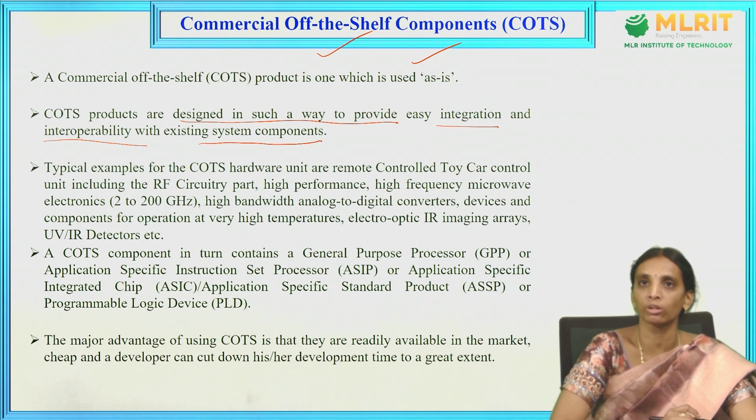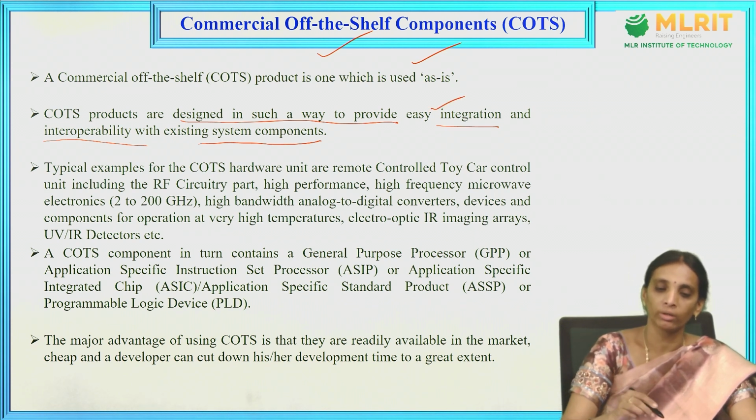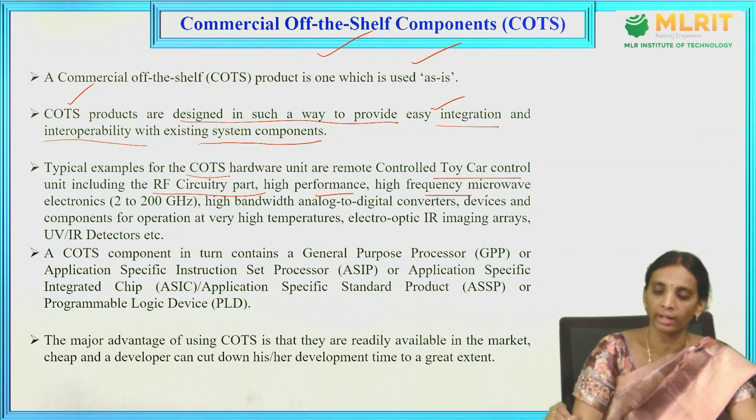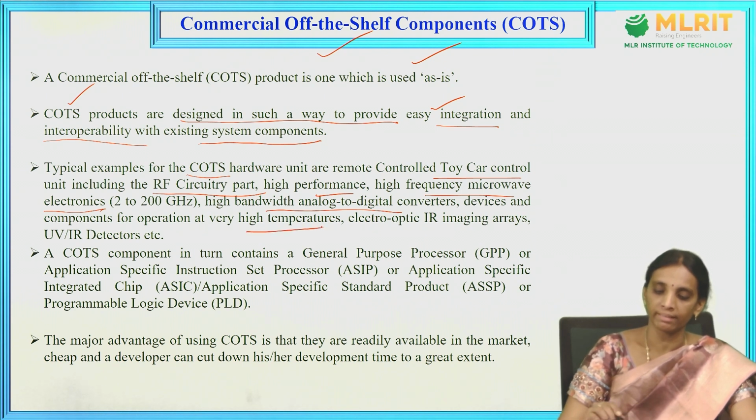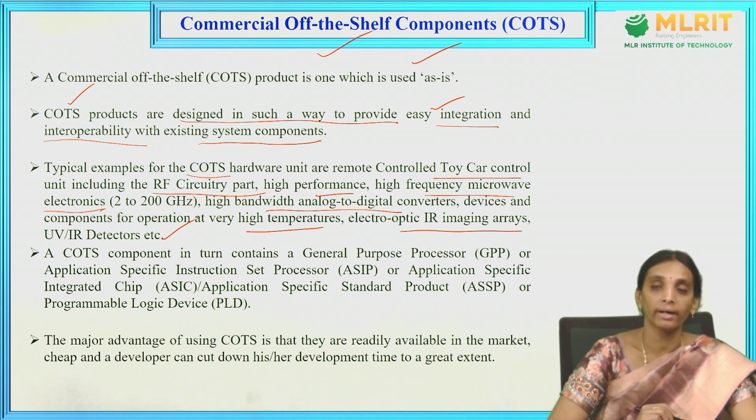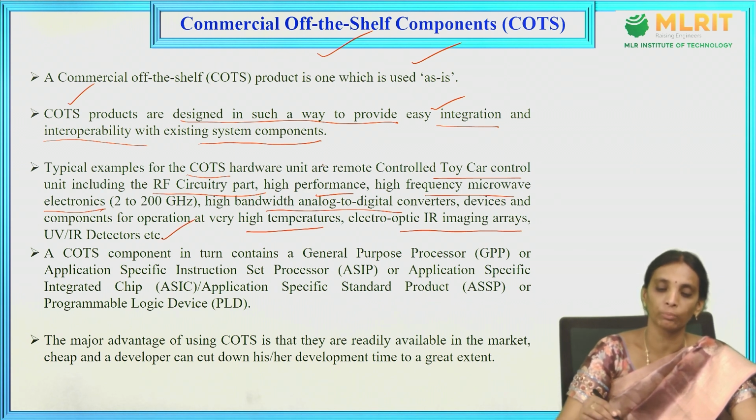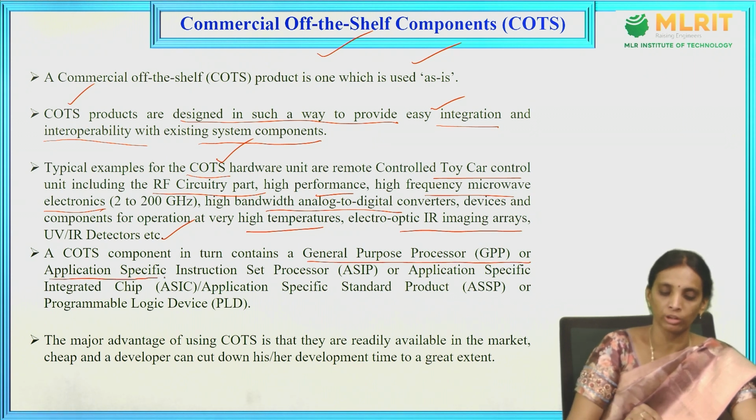To provide interoperability and easy integration with the existing system components, we can go to the cards. Examples of cards are the toy cards with RF security part, having high performance and high frequency microwave electronics, high bandwidth analog to digital converters, high temperature operated sensors, electro-optic IR imaging arrays, and UV or IR detectors. These are the examples for the cards. Here it contains a general purpose processor or application specific processor.